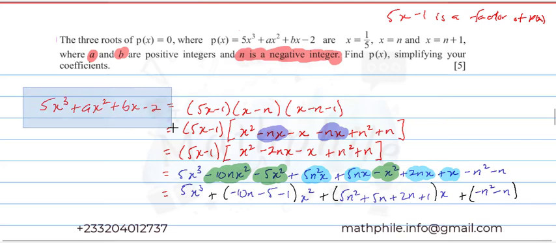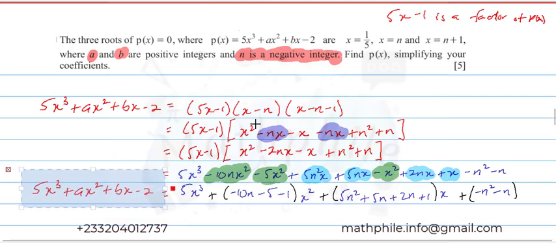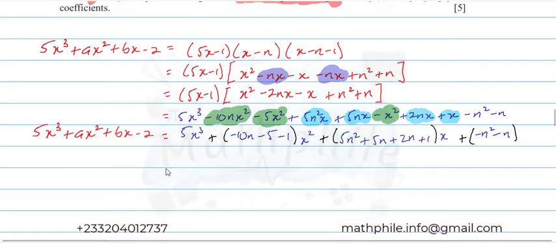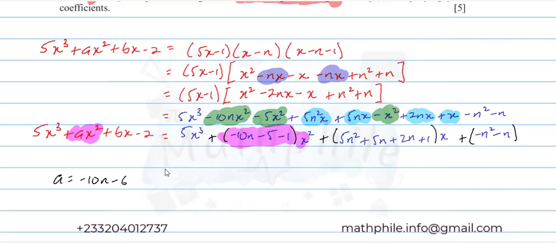So in so doing, you can compare this to this question. From here you can do this comparison. Ax squared can be compared to all this. So by comparison, we can see that a is equal to negative 10n minus 6, since negative 5 minus 1 is negative 6.